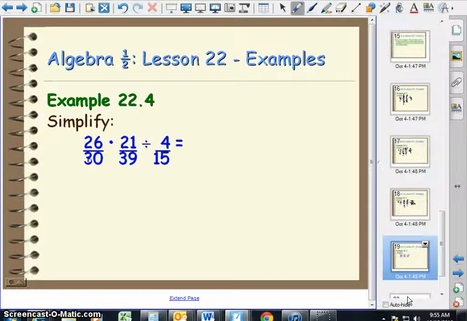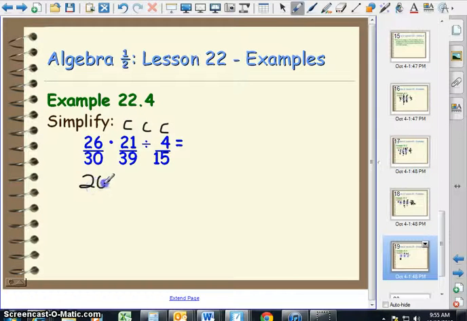All right, let's look at our last example. We have 26 over 30 times 21 over 39 divided by 4/15. We throw in the division right here. This is going to be different. So before I could go, I have to do constant, change, change. So I'm going to rewrite.